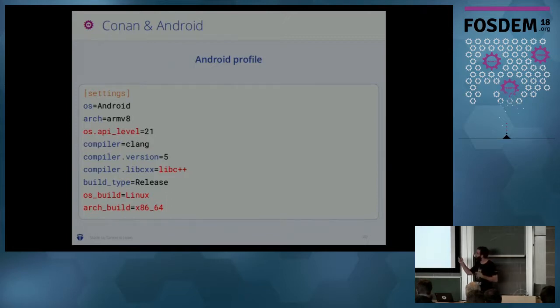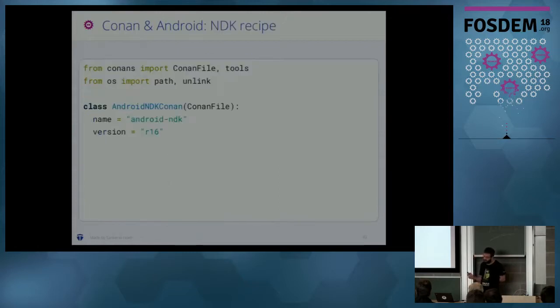Because I want the NDK to run on my build platform, not on an Android device. And that's why os_build helps to make the difference. Otherwise, you will get a C++ compiler that can run on your mobile phone. You don't want to use that. So here, os_build equals Linux, and arch_build equals x86_64.